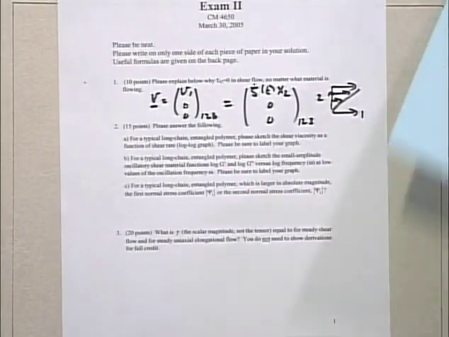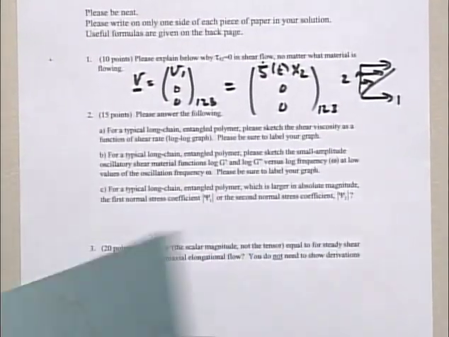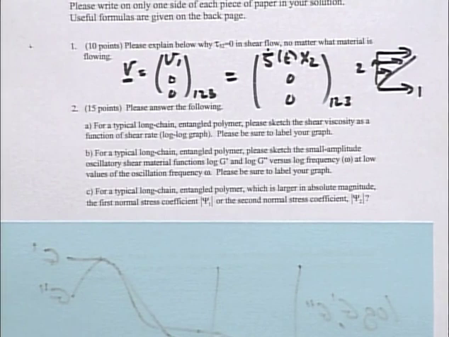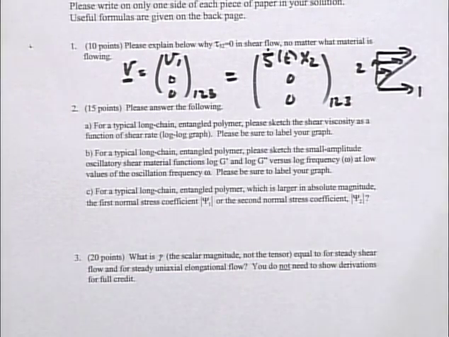Okay, the third one. For a typical long chain entangled polymer, which is larger in absolute magnitude, the first normal stress coefficient or the second normal stress coefficient? Now, when we've been predicting them, they've always been 0, but I've shown you some plots of them before, and we talked about the relative magnitude of these two.